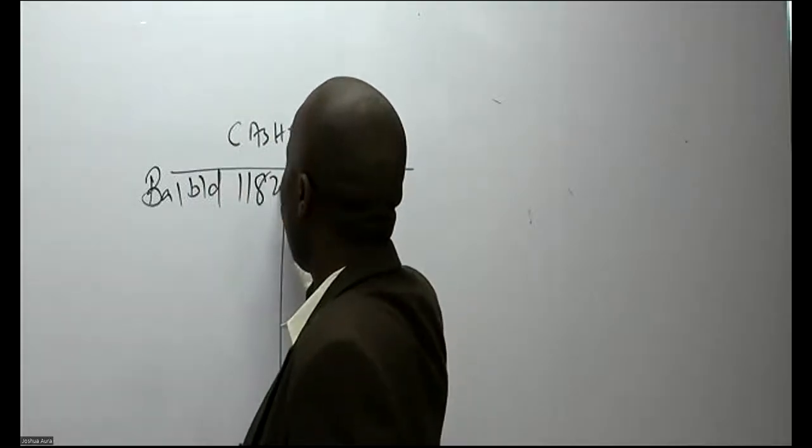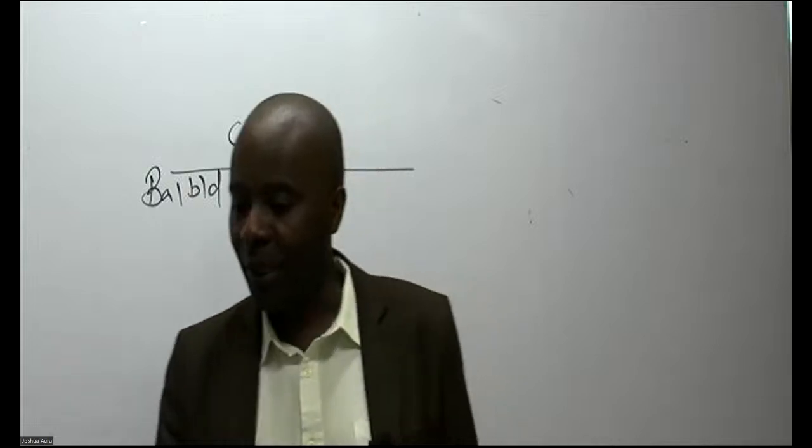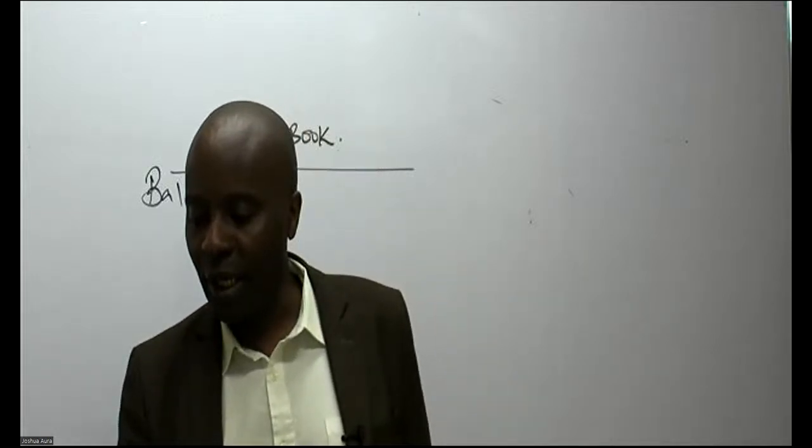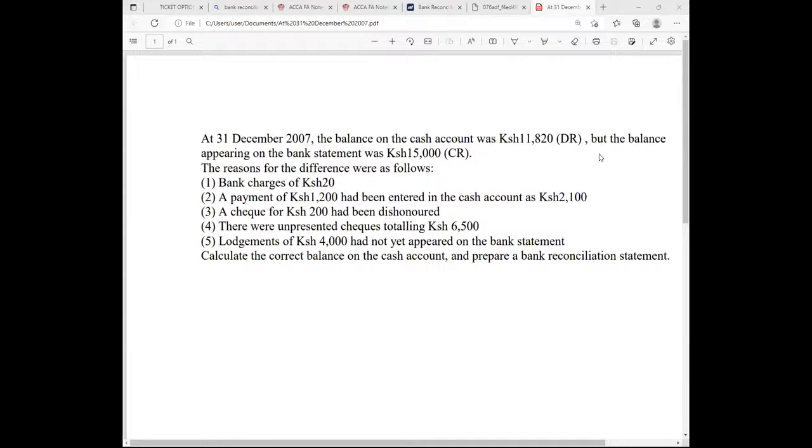11,820. Great. Now, from there, ladies and gentlemen, the next thing is that we had some bank balance. But the balance appearing on the bank statement, which will come later, was 15,000. So you can see there's a discrepancy between the two. The reasons for the difference were as follows. The first thing that I'm now aware of is that there were some bank charges of Kenya shillings 20.